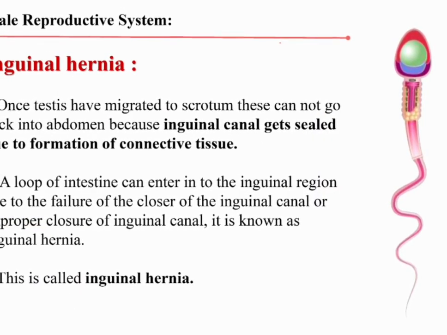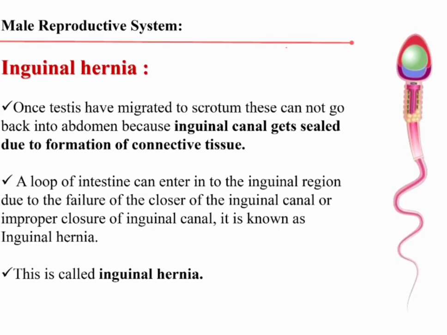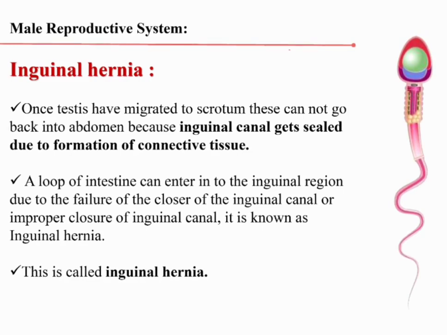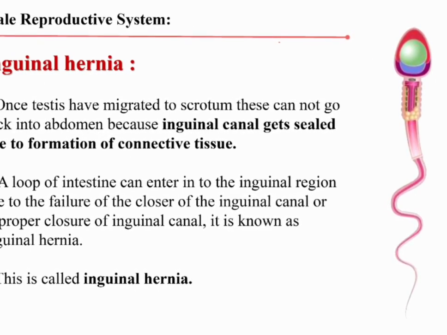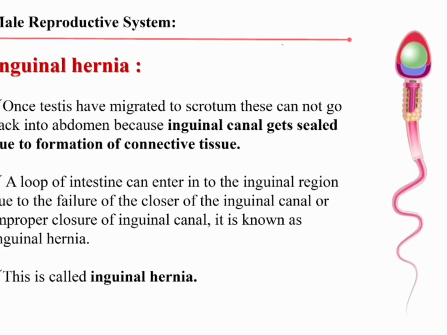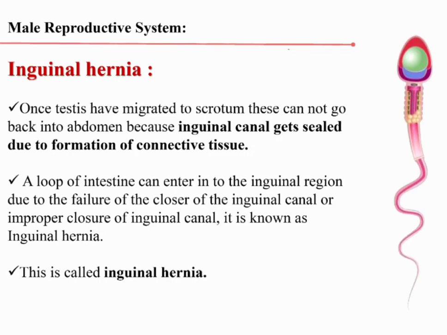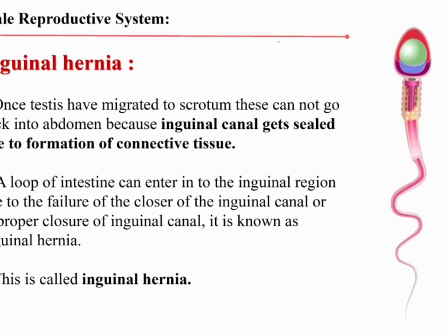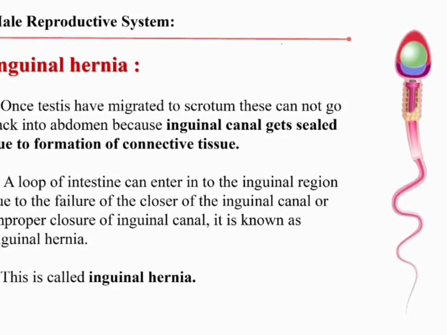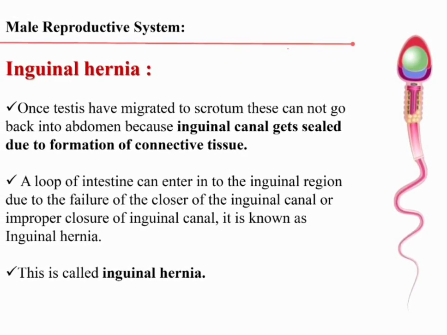Inguinal hernia. Once testes have migrated to the scrotum, they cannot go back into the abdomen because the inguinal canal gets sealed due to formation of connective tissue. A loop of intestine can enter the inguinal region due to failure of closure or improper closure of the inguinal canal. It is known as inguinal hernia.